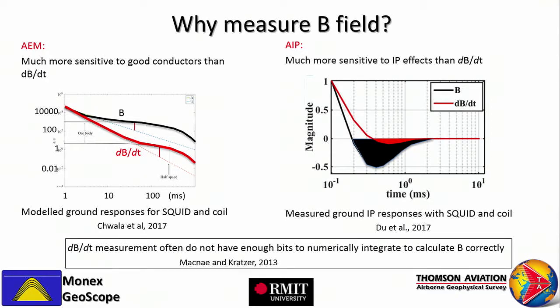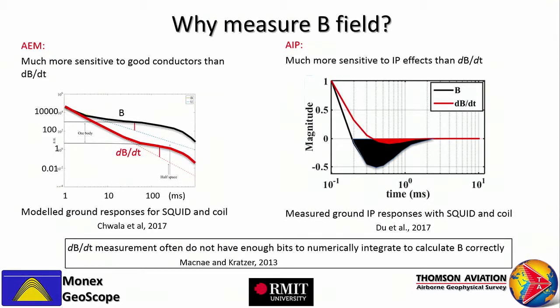And if you were measuring a B field, and you're looking at where the amplitude increased by about 30% above the half space response, and looked at where that occurred in time, you can clearly pick in the B field, it's almost an order of magnitude earlier in time than when you would see it in the dB/dt. So if we could measure B field, it allows us to reliably detect conductors earlier than if we were looking at dB/dt.